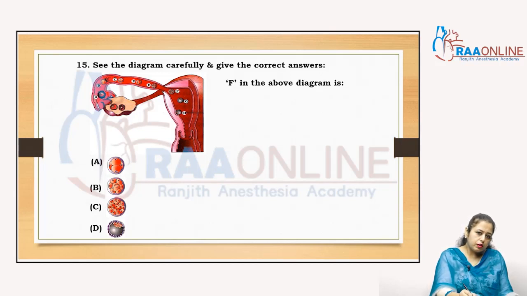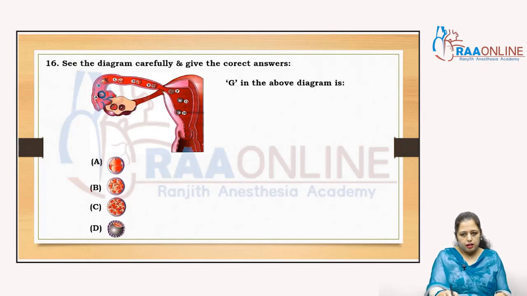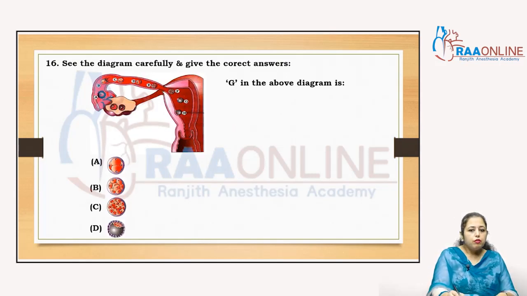See here, when the sperm is fused with that ovum, with that secondary oocyte, then what will happen? The cleavage starts from here. From C cleavage starts, then morula stage, then what will happen? The blastocyst formation occurs. So that F in that diagram is that one, that is the formation of the blastocyst. Clear?